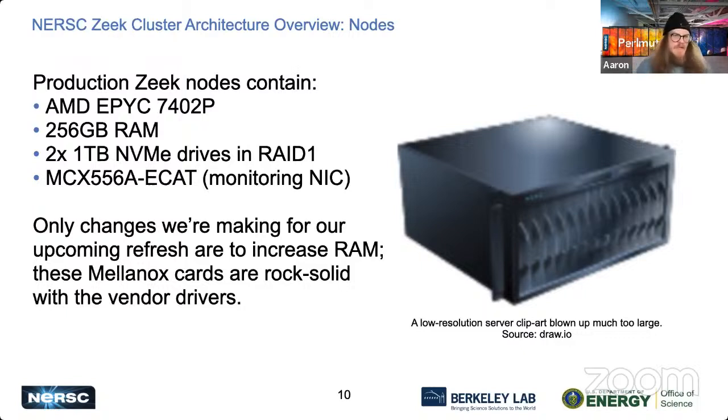We've got 1 terabyte RAID 1 disk space on all of our nodes. You don't necessarily need to do that for all nodes, but this has a side benefit of allowing us, in the event of a hardware failure, to replace one node with another, even if that node happened to be the primary node of the cluster. A lot easier if it's just workers. And then the Mellanox ConnectX-5 card is what we've selected for our monitoring NIC.